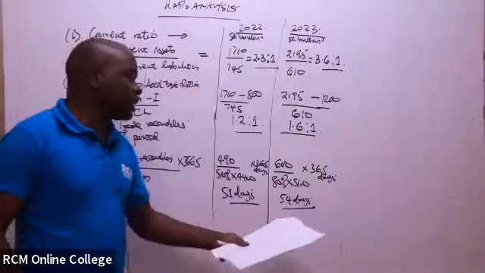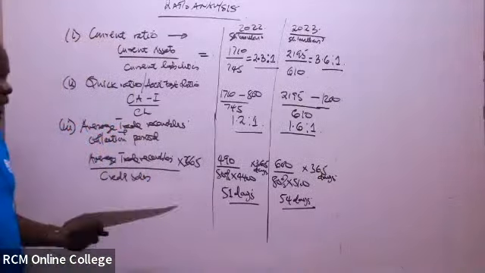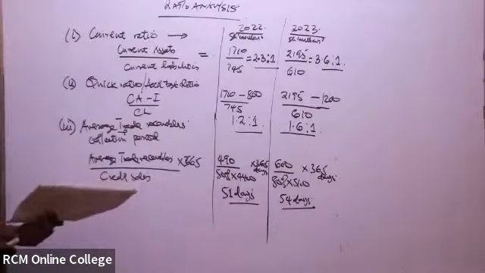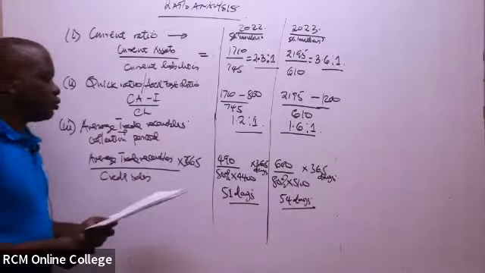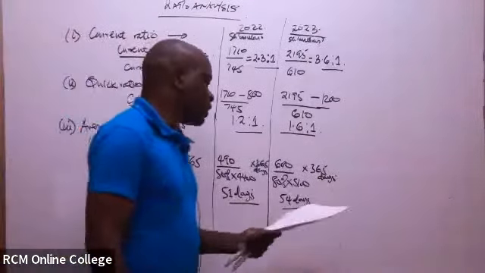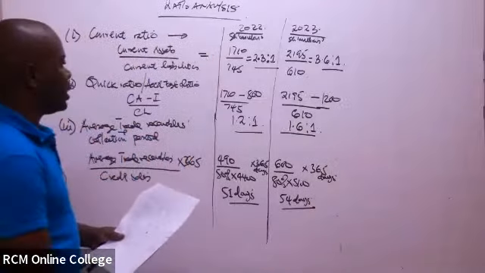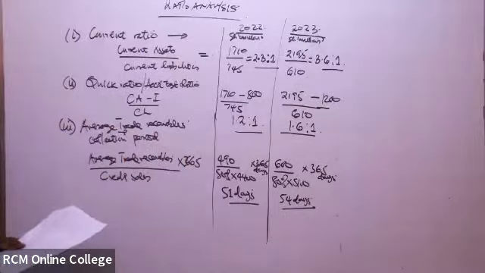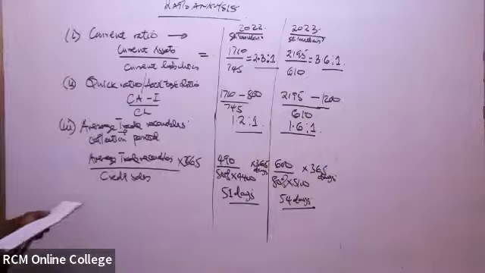So here, they were taking long to collect from their debtors, or to turn their debtors into cash. To turn their debtors into cash, they were taking longer in the year 2023. That is the average trade receivables collection period.